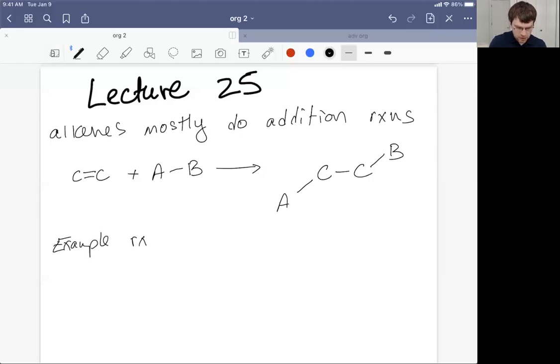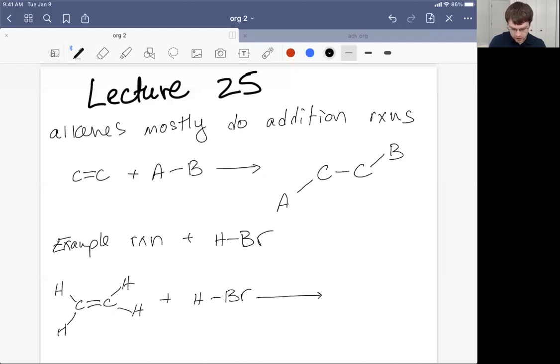And a really good one to start with is the addition of HBr. Okay, so if we take an alkene, and let's pick ethene to start. So ethene is just ethane with an alkene. We're going to add to that HBr. Now, the outcome of this reaction is that we'll get a carbon-carbon single bond, and then on one side, we'll have the H from HBr. Maybe I'll highlight that just so we can keep track of it.